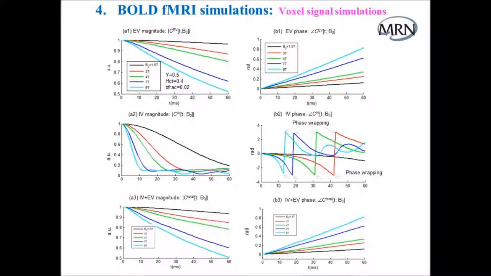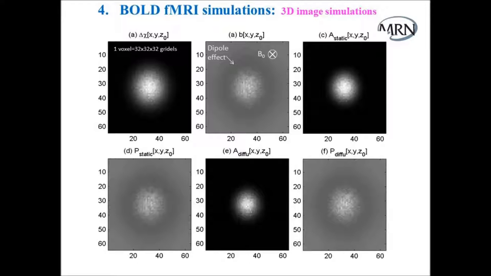Then we perform the 3D simulation, which means the volume. We define the chi volume as an array of voxels, then calculate the field map, and then calculate the magnitude and the phase. It also has a static signal, and can also include the diffusion effect.